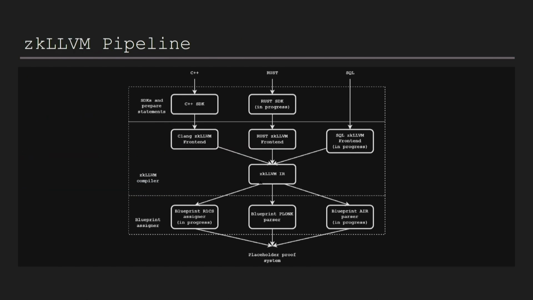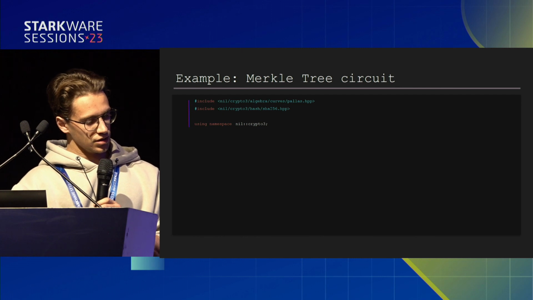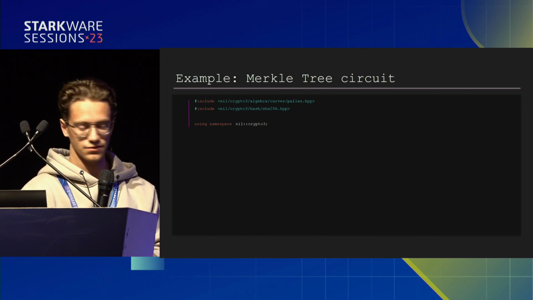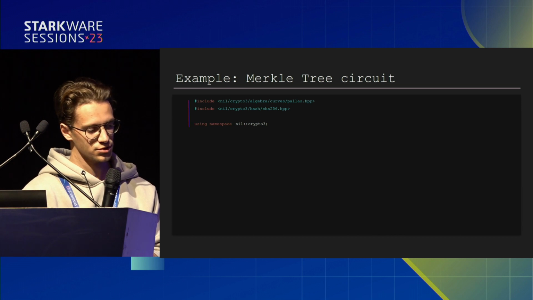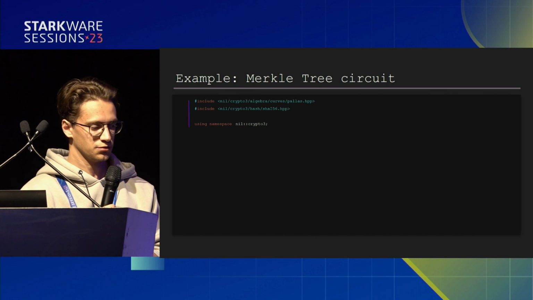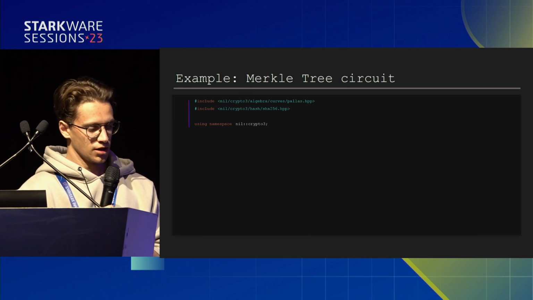So this is basically how the whole pipeline looks like. You write the code on the SDK. It compiles through the front end for this language. Then it compiles to the IR and to the backend. I have something like 2 minutes, so I will show the example of writing the Merkle tree circuit using the SDK upon the zkLVM compiler.